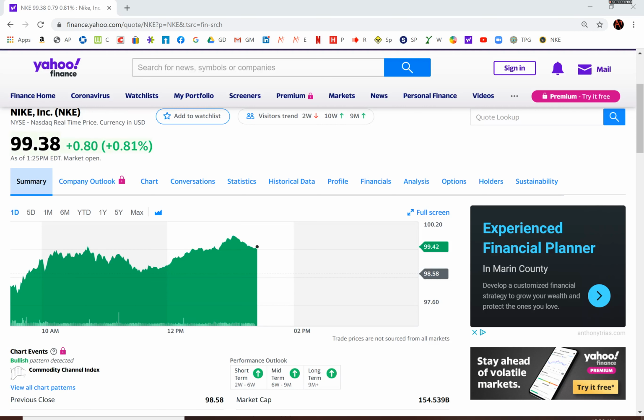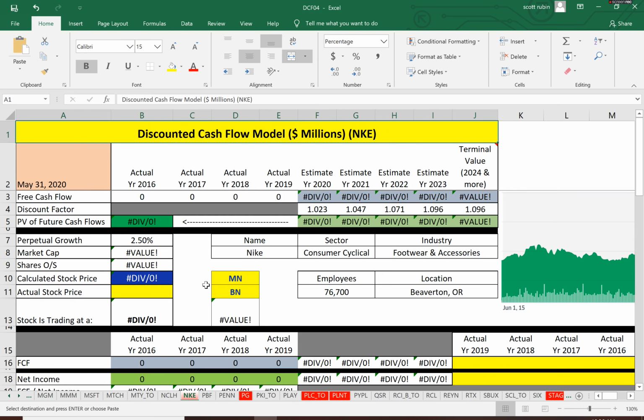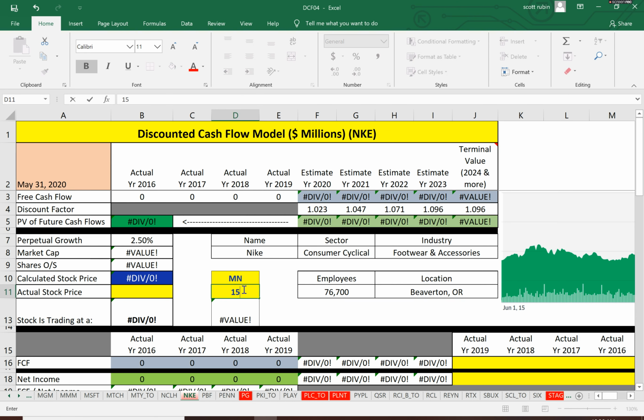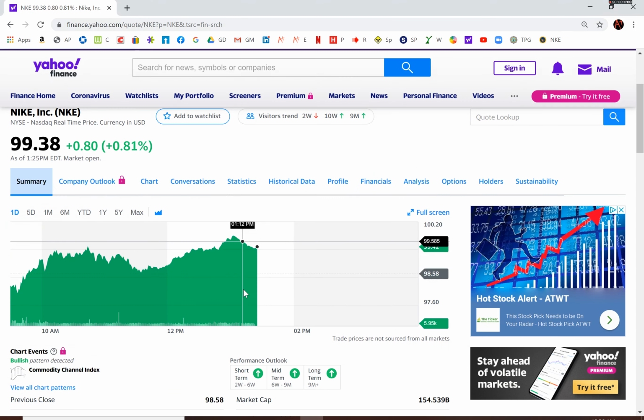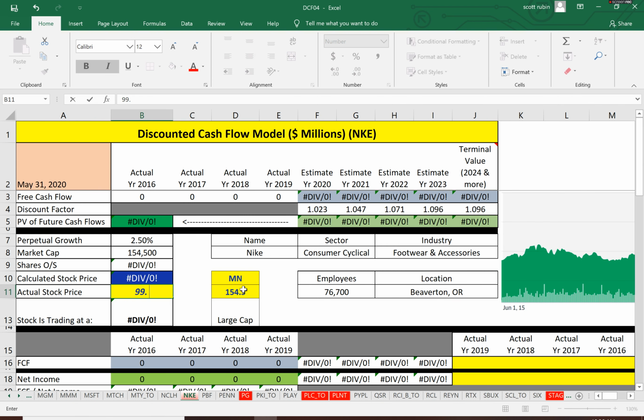We're going to calculate the stock price for Nike. And first we need the market cap, which is 154.5 billion. And we'll put that into the spreadsheet. And then the stock price, 99.38.